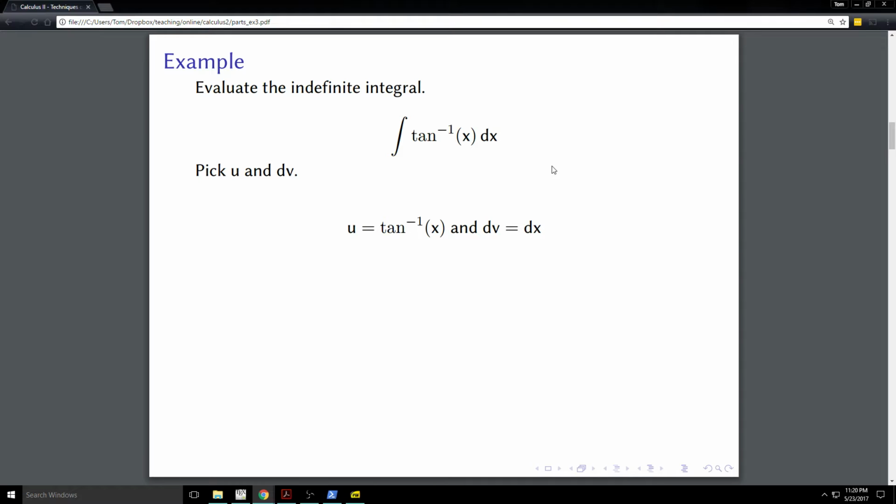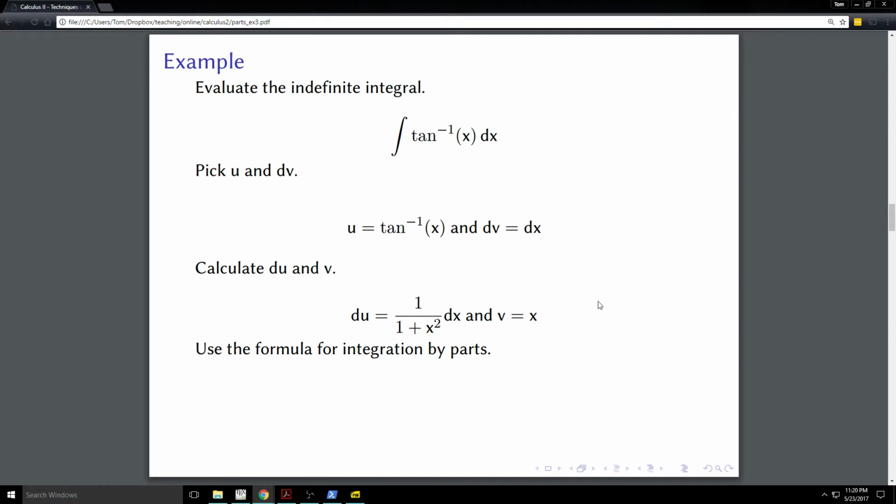Okay. All right. And then from there, we would calculate du and v. du is 1 over 1 plus x squared dx, and integrating dv, if I integrate 1 with respect to v, I get v. If I integrate 1 with respect to x, I get x. And then from there, we would follow the formula for integration by parts. So we wind up with uv, so that would be x tan inverse x, minus the integral of v, which is x, times du, which is 1 over 1 plus x squared dx.